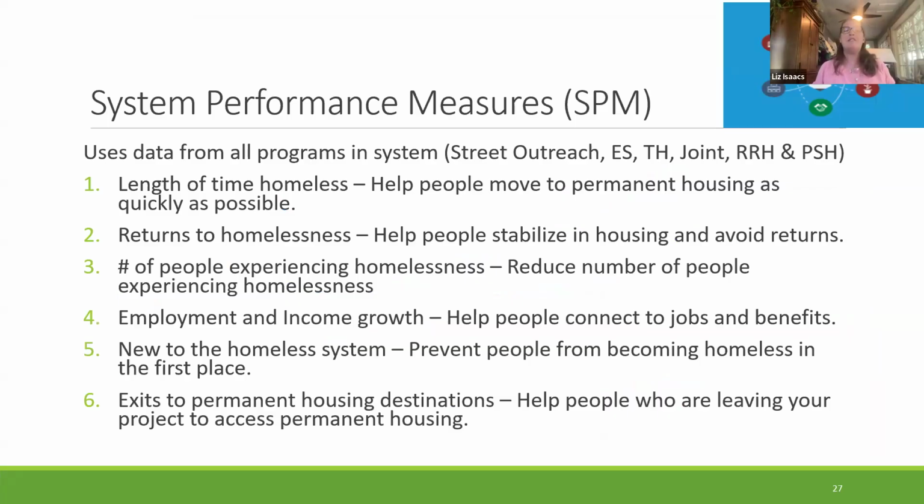I'm not going to spend a lot of time on system performance measures. Matt touched on this, but this is really important information because it's collected from street outreach, shelter, transitional housing, rapid rehousing, and PSH. And it has us look at six really important elements. I won't read through all of them, but it lets us know how we are doing as a system. Are we getting folks into housing? Are they coming back? How long are they staying with us? Are we increasing their employment and their income? Are they new to the system? These are really important. We look at them in the aggregate, all together, to see how we are doing in Rhode Island.